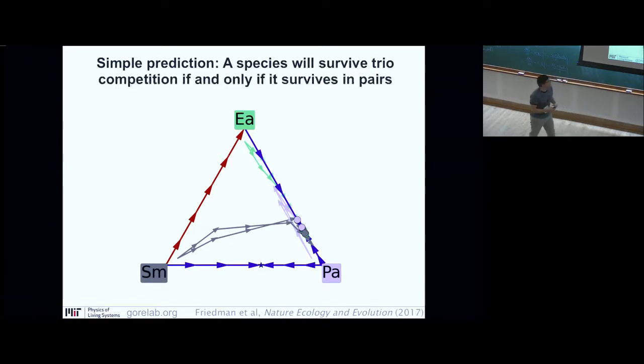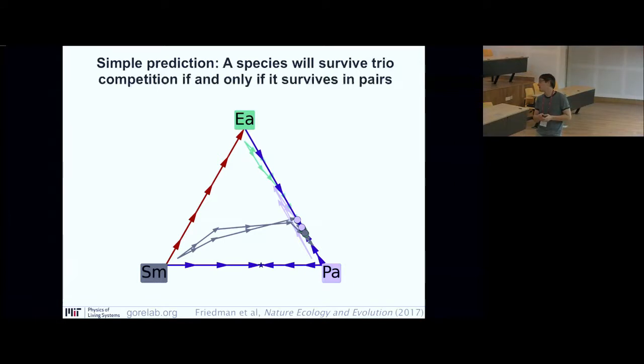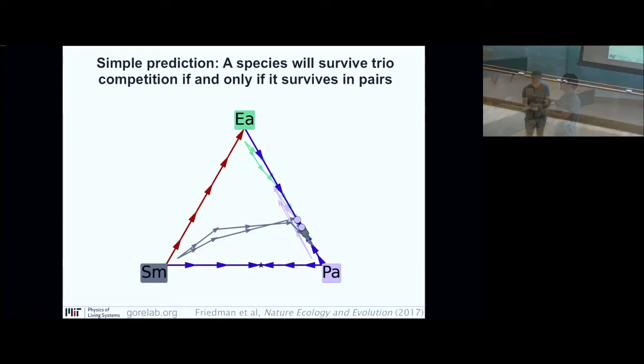So this says that maybe the simple intuition that many of us had coming in was right: since SM loses to EA in pairwise competition, it's also driven extinct in the context of the multi-species community. And that leaves just these 2 coexisting. So you can have a very simple community assembly rule: we predict that a species is going to survive in the multi-species competition if and only if it can survive against all of its competitors in pairwise competition.